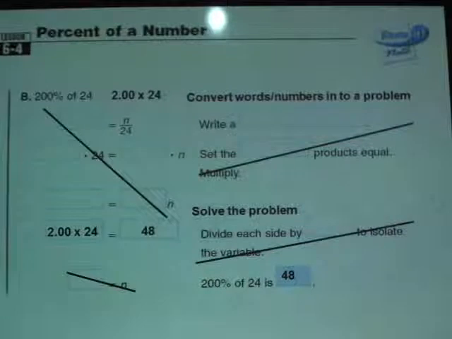Here's 200% of 24. And again, the book is spending a lot of time going through extra steps and trying to make you learn some fractions and proportions here, things we don't need to do. It's much simpler than that. To find 200% of 24, we're going to multiply together 200% and 24. So change 200% into a decimal.